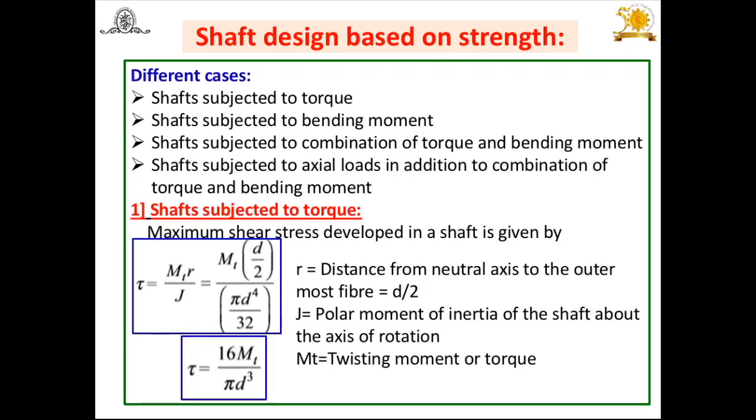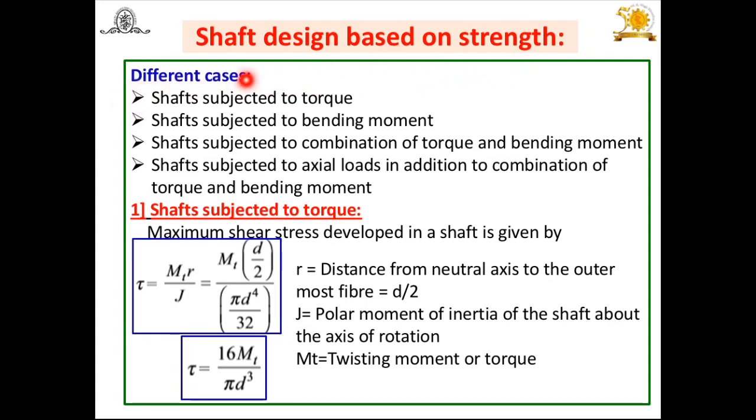Now let us see first, the shaft design based on strength. While designing a shaft based on strength, we have to find out the different stresses induced in the shaft. When the induced stress is less than the material property or permissible stress, you can say the shaft design is safe. Otherwise, the shaft is going to fail. That you have to check. That means it's a rational design. Based on that, we are going to calculate the diameter of the shaft.